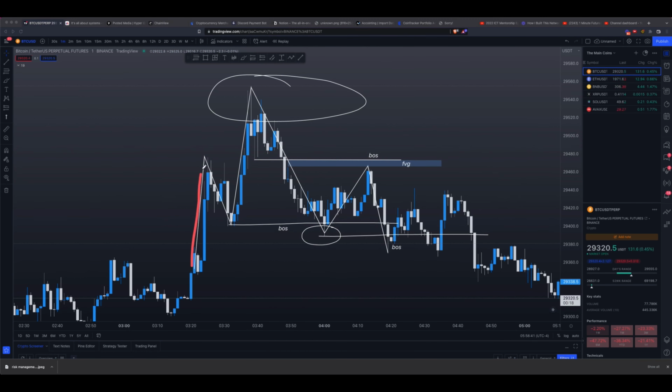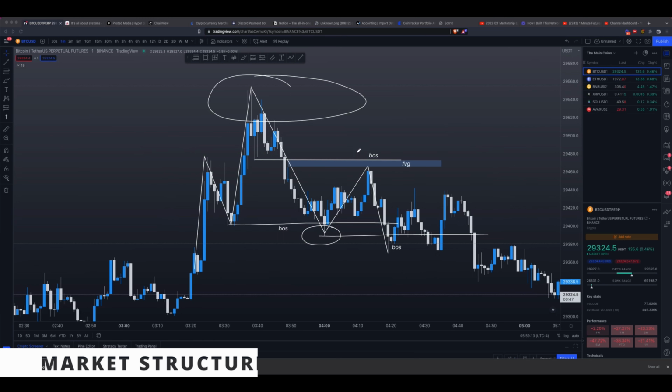Now, there is a lot to unpack in this simple little diagram right here, but I'm going to try to break it down for you guys as quickly as possible. Again, this is a very technical thing. There are multiple different facets that I'm going to be talking about. What you want to understand about this pattern is that it can basically be summed up as market structure.